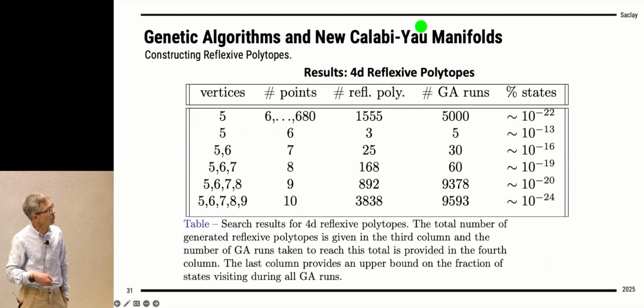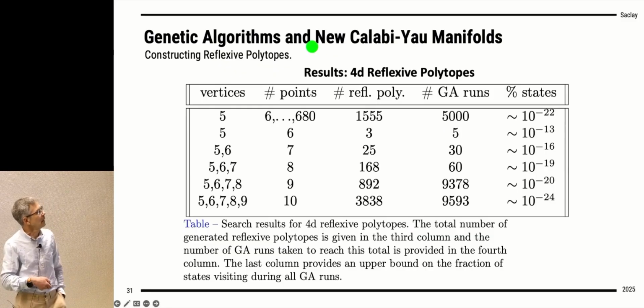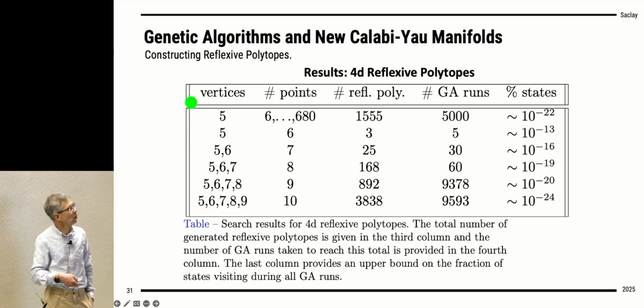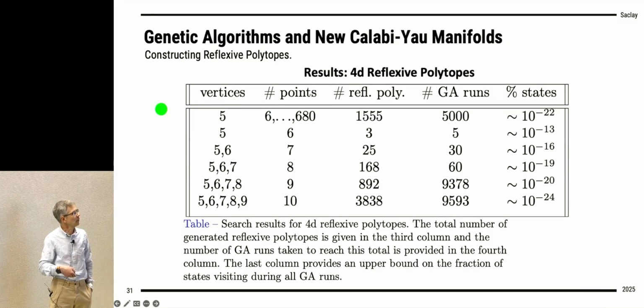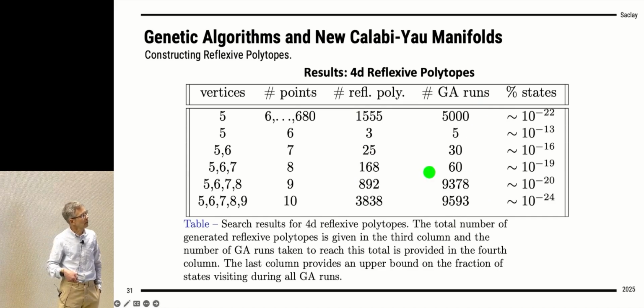4-dimensional reflexive polytopes, they're 500 million. There's just no way that the genetic algorithm can construct all of them. But instead, what you can do is construct certain subsets of them by specifying the number of vertices and, let's say, the number of points. And then you can compare that with what is known about these reflexive polytopes. And these are the known numbers of reflexive polytopes. And it's possible, with not that many runs of the genetic algorithm, to reproduce this.